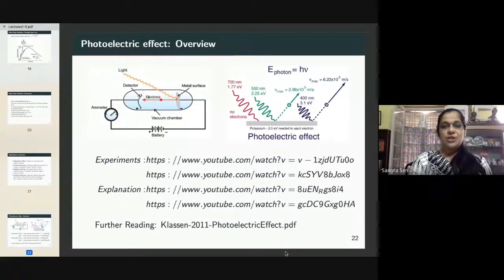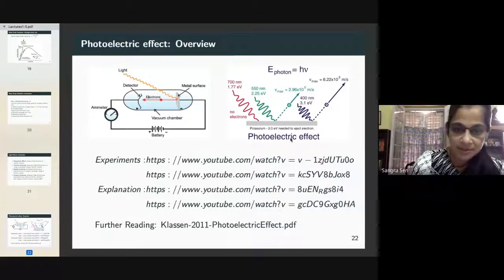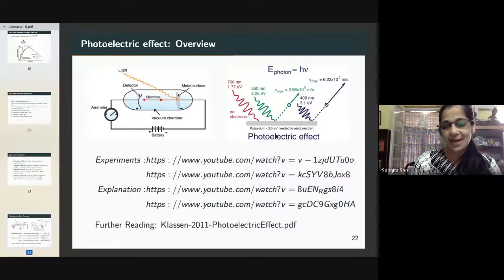Now, the first observation was that no electrons could be detected unless the frequency of the light was beyond a certain threshold. On the right, if you see the figure, this is a potassium surface. It was found that any photon with energy below 2 electron volt could not emit any electron. And after that, the lower the wavelength or higher the frequency of the light incident on the metal, the faster the electrons that are emitted. Now, for the history of the photoelectric effect, you can read this PDF that I have linked to. And the YouTube videos are also nice. They have nice animations. So you can look at them for concept.